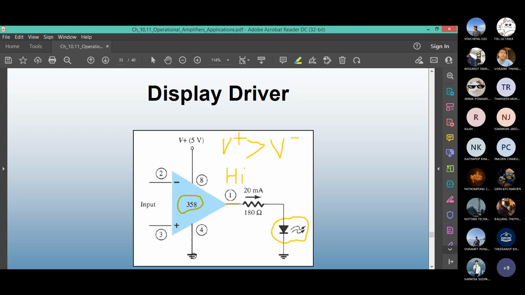Here the saturation low is 0 volts, ground. Sometimes you might see -5. They put a -5, so it's -5. It is not forward biased anymore, so the LED will not turn on. Here it is 0 volts, no current, so the LED will also not turn on. This is how an op amp can be configured to run a display driver.